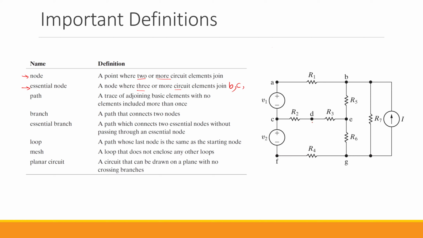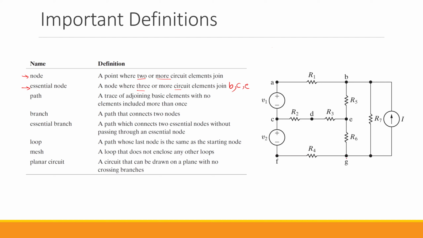What about D? D is not an essential node because it only connects 2 elements, R2 and R3. What about E? E is an essential node because it connects 3 elements, R3, R5, and R6. So we have E. Then F. F is not an essential node because it only connects 2 elements.